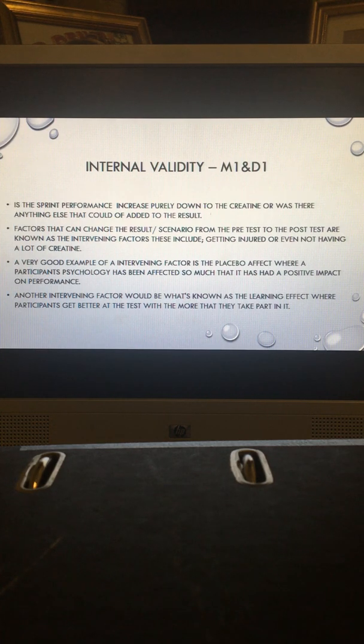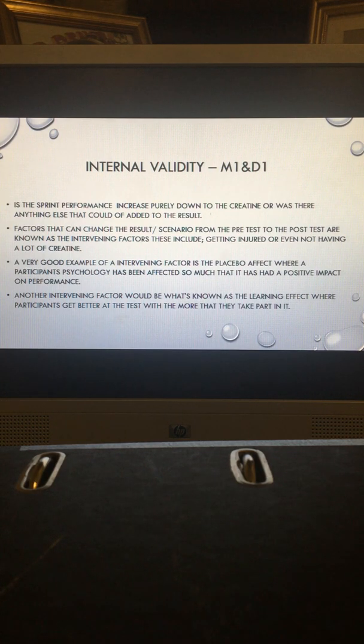Another intervening factor is the learning effect. The more you conduct the test, the better people get at it. And in this case, it could be their reaction time could improve from doing it over again, as the anticipation will heighten. This would improve their time with a quicker start time. This is not good for the test, as the times would improve, but that's not necessarily down to the creatine.